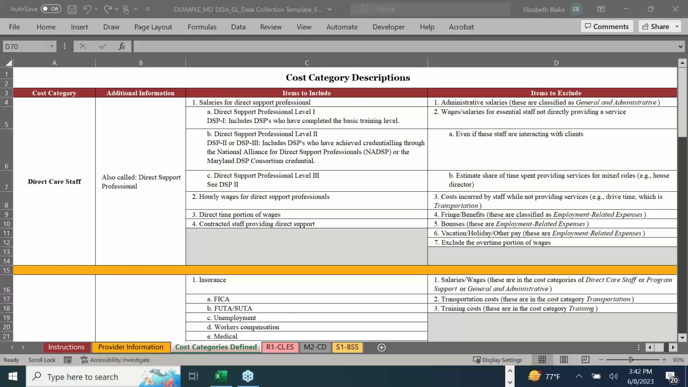That's a great question. And what we'll ask is that providers complete it as of the end of the fiscal year. So, counting each DSP once at their category at the end of the year.